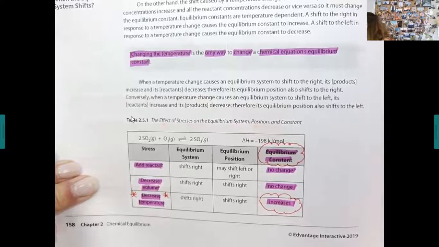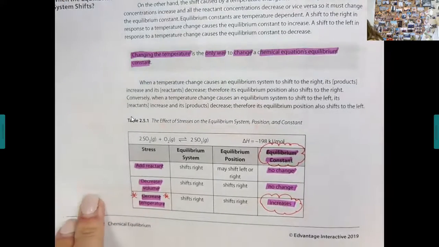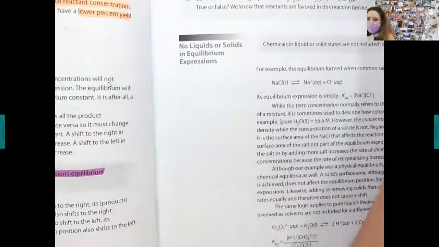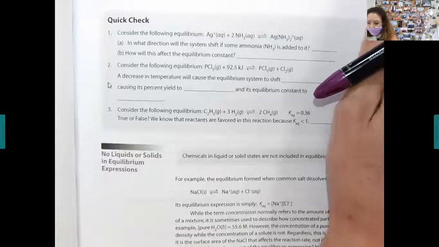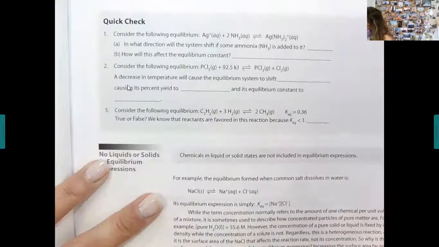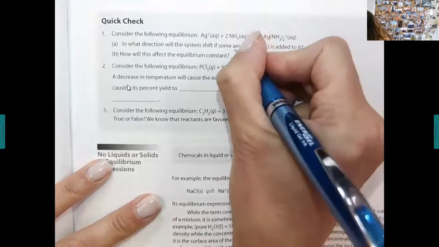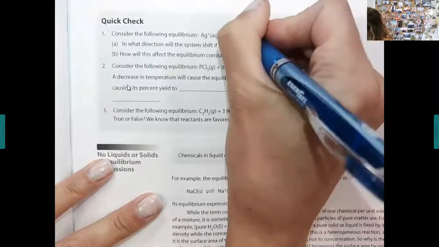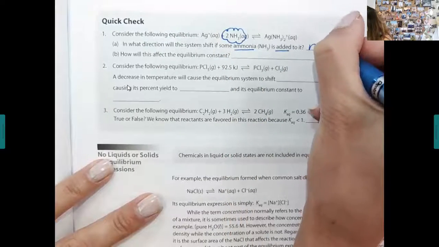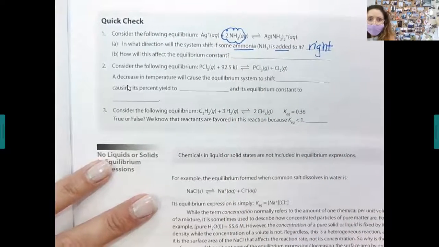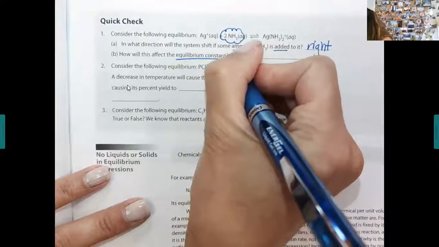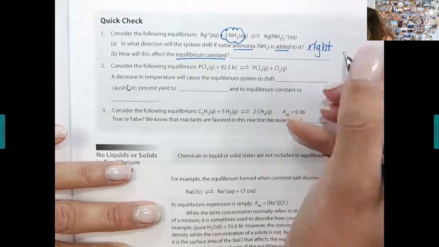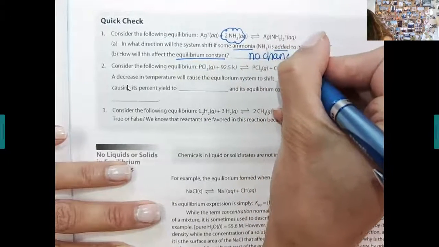Let's take a look at the quick check on the next page. Consider the following equilibrium. In what direction will the system shift if some ammonia is added to it? Left or right? There's your ammonia there as a reactant, so we're going to shift to the right. How will this affect the equilibrium constant? Does changing the amount of reactant change the equilibrium constant in the table on the previous page that I highlighted? No. So there is no change.